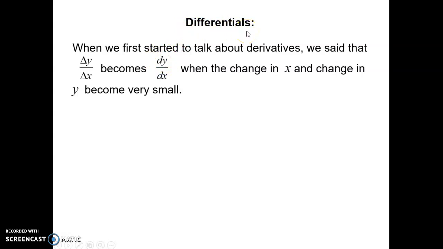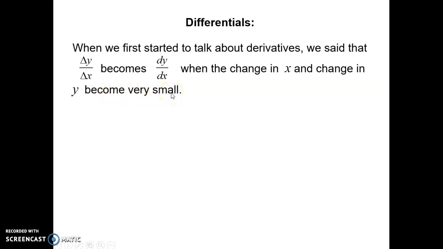Now, there is an entire course on differentials. Actually, it is Calculus 4. It is called Differential Equations. There's an entire course, an entire semester talking about differentials. In Calc 1, we're just going to brush the surface here to introduce the concept of what these differentials are. So what we say is that the derivative expression dy over dx can be thought of as two separate pieces as long as there is a very small change in x and a very small change in y.